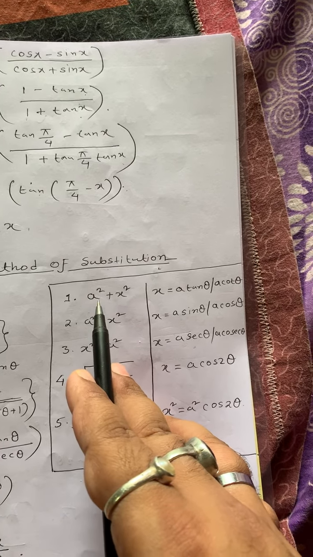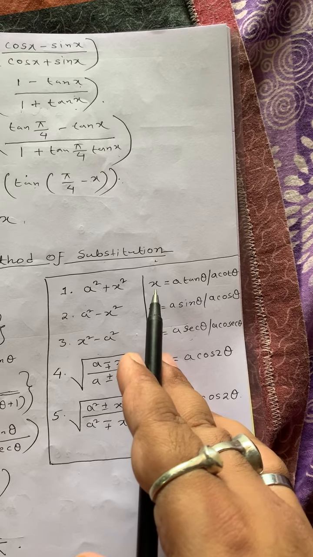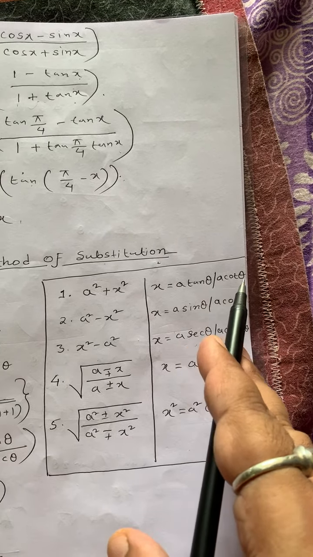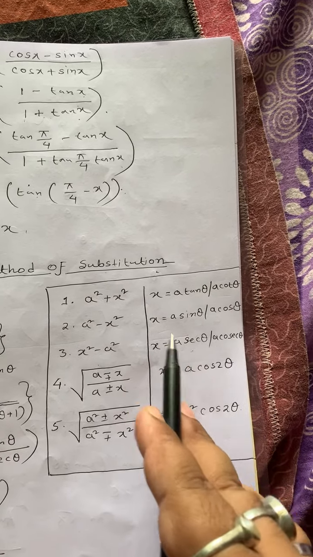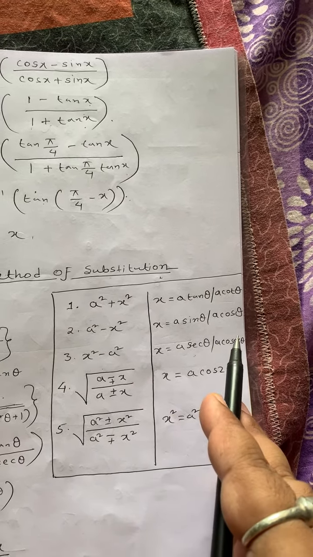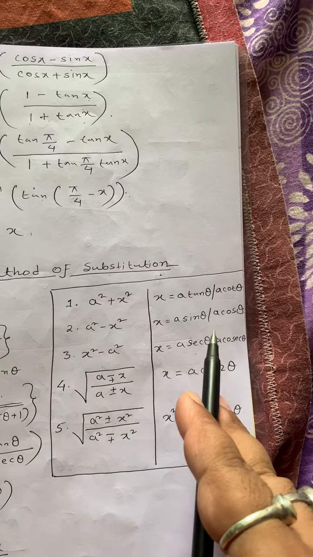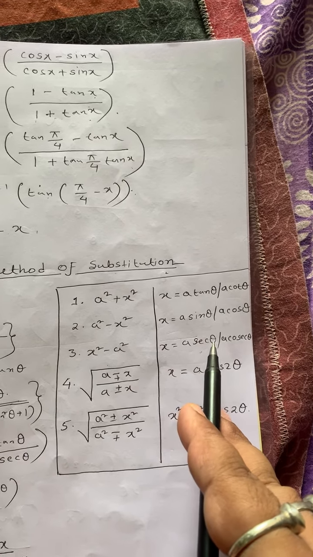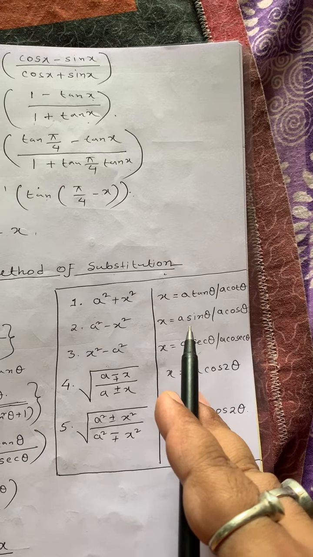If in the sum we have a square plus x square, then we have to substitute the value of x either as a tan theta or as a cot theta, depending on the sum given. So here you have to use your intelligence a bit, because depending on the sum, the assumption will differ. So you have to be very careful. You have to do a lot of practice to be acquainted with which substitution you have to do.